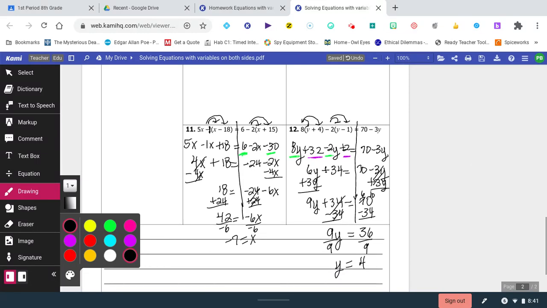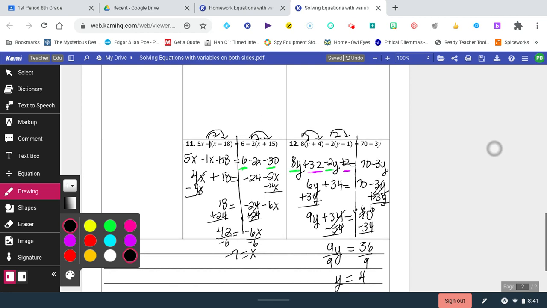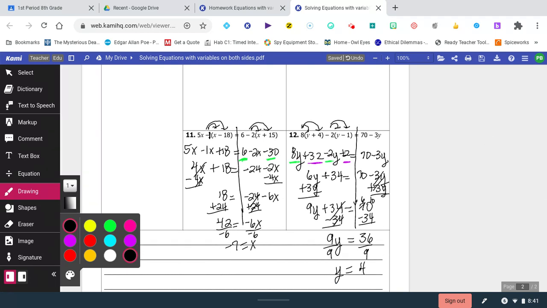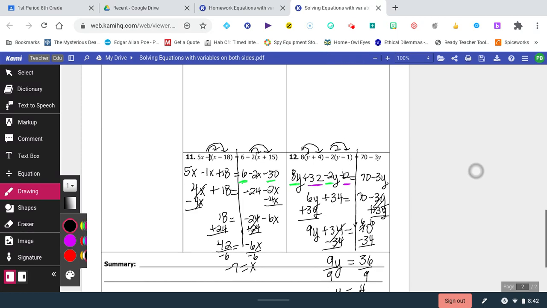So I hope everybody understands this. It's pretty simple. Once you use the distributive property and combine like terms, even getting rid of the variable term is easy. And it just turns into a basic two-step equation. It's pretty simple to do. But if you have questions, you can shoot me an email and say, Miss Blue, I still didn't get it. Or we can talk about it during the meet when we have it on Monday, okay?